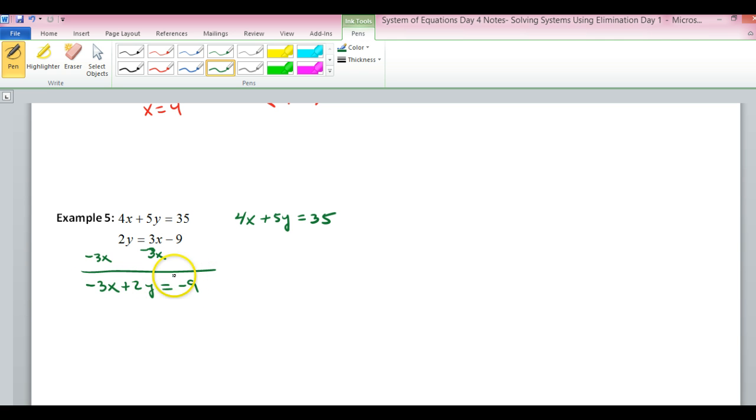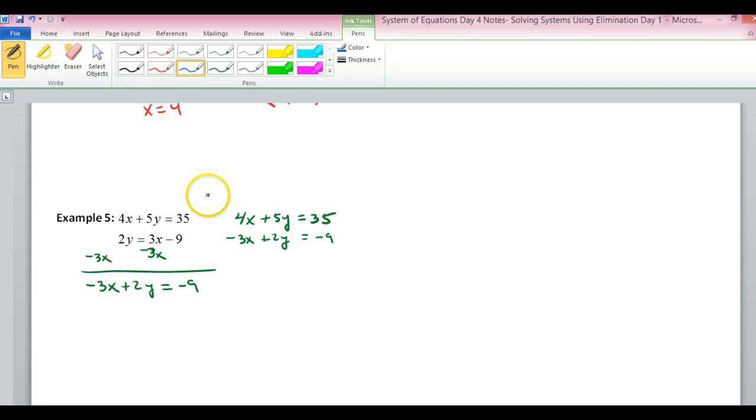Now I'm going to take this equation and write it vertically underneath the other equation: negative 3x plus 2y equals negative 9. Now when you look at this, there's no easy way to just get away with multiplying one equation. Is there anything I can multiply 4 or 3 by to create opposite coefficients? No. How about 5 or 2? No. So I have a couple of options. What can I turn 4 and 3 both into to have opposite coefficients?